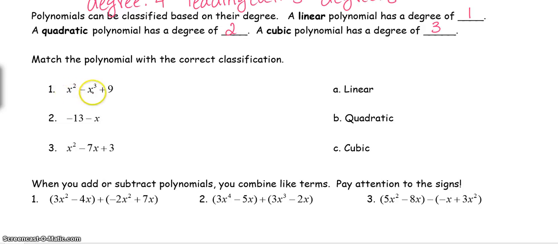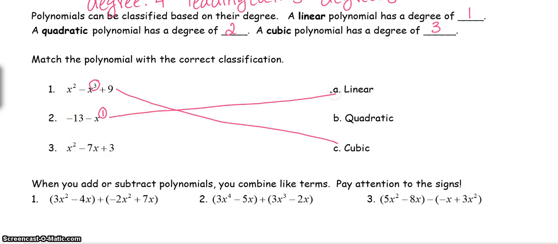So I've got 2, 3, and none. So 3 is my highest. If we look at the definitions up here, it says a cubic polynomial has a degree of 3. So 1 would go with C. Then for number 2, we've got no exponent and a 1. So I'm going to add in that 1 because that's our highest exponent. If we look back at our definitions, linear polynomials have a degree of 1. So 2 goes with A.